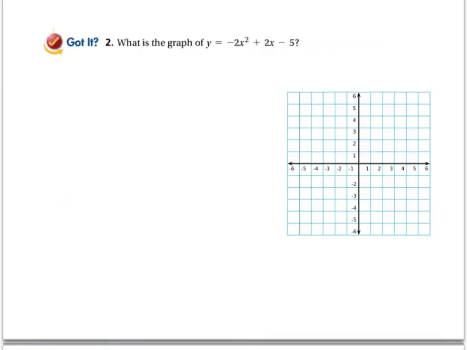Let's try another one. What's the graph of negative 2x squared plus 2x minus 5? Start out by identifying your a, b, and c. Someone volunteer to give me a, b, and c. Jake? Negative 2, 2, and negative 5. Good. And just like Jake did, make sure you're taking the sign in front of the number. So that's not just 5 as your c value, it is negative 5.